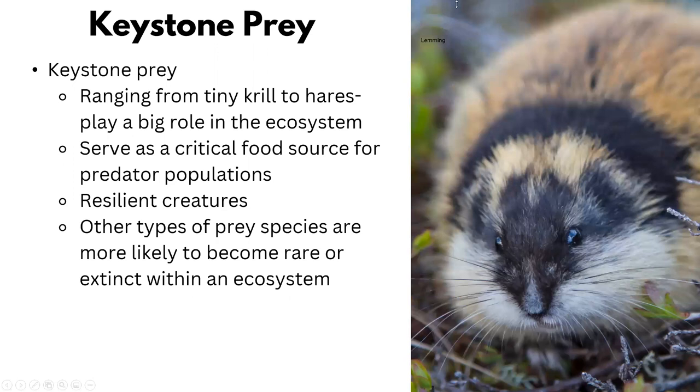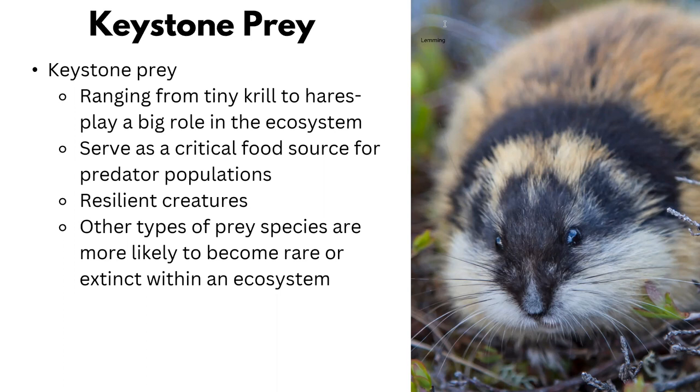And then you have something called keystone prey. Opposite of a predator, this is the animal that is being hunted. This is a huge range of different types of animals. I tried to focus on a couple, ranging from tiny krill in the ocean to hares. They play a huge role in that ecosystem. They are something that animals eat.